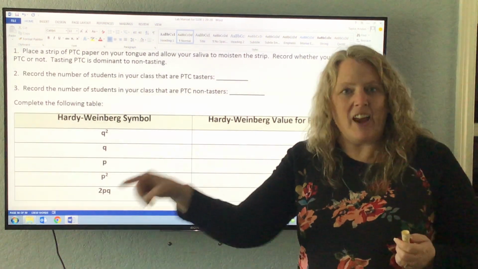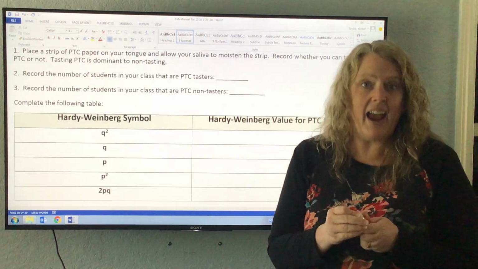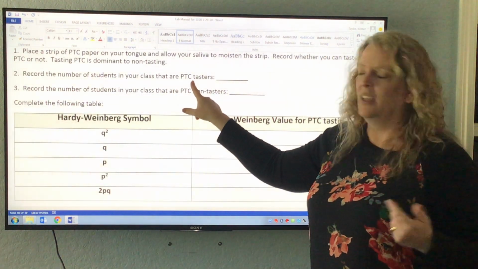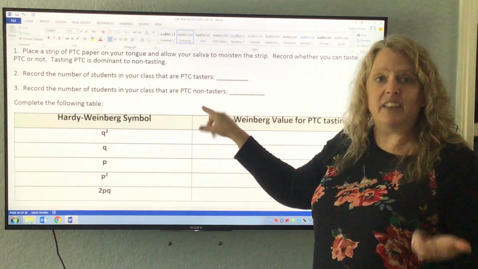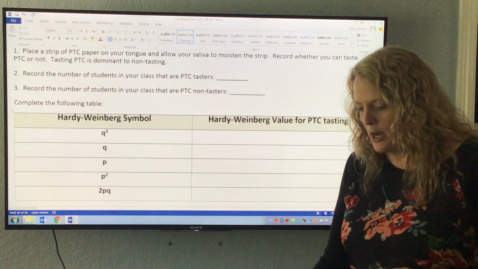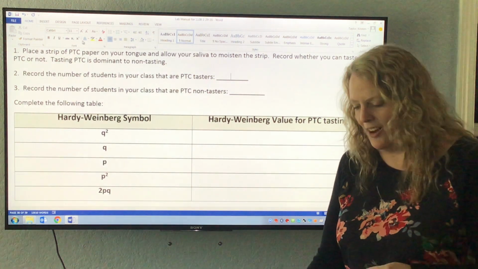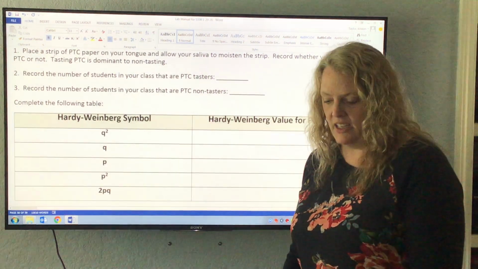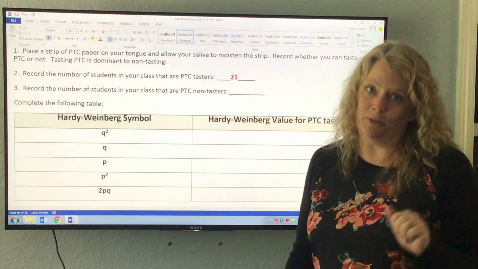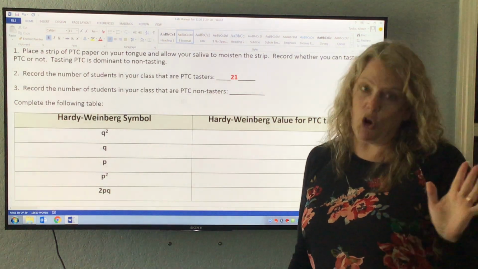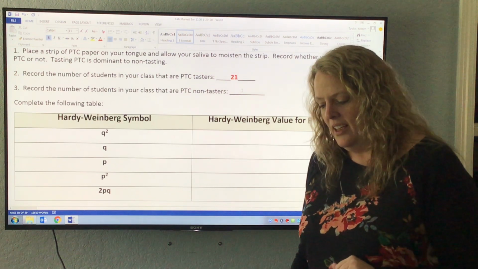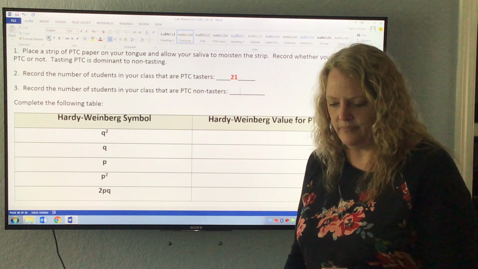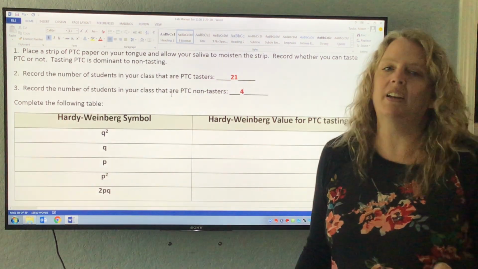So anyway, we would go around the room and count how many people are tasters and how many people are non-tasters. So here are the numbers I'm going to put down. Let's say 21. A lot of people are usually tasters. While the few people, we laugh at y'all. And let's say there were 4 of us who could not taste it.